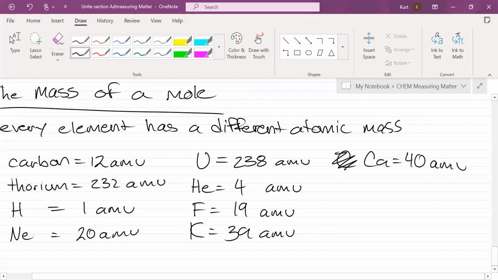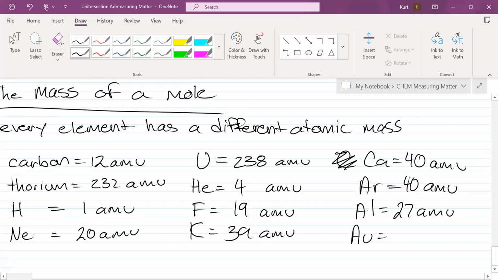Let's go to Arshan. Argon. Argon for Arshan. 48. 48? 40. I thought calcium was 40. Argon? They're both 40. Okay. It is what it is. Let's do aluminum for Derek. 27. Okay, for Kendall, we're going to have gold. AU. Gold. Right? Somewhere in the middle. Element number 79.